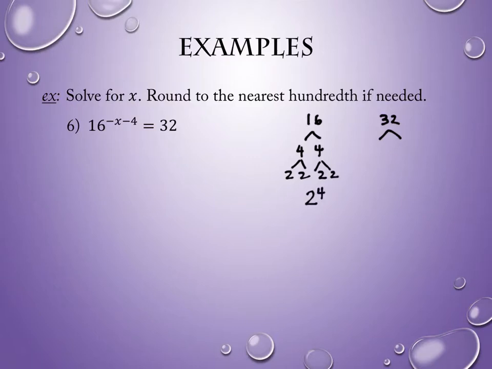And if I were to do the same thing for 32, I have 8 and 4, 4 is 2 and 2, and 8 is actually three 2's. So this is actually 2 to the 5th. Everybody with me? I can factor the base into something that has the bases matching. They both say 2 to a power. So over in my problem, I can rewrite them that way. This is 2 to the 4th to the negative x minus 4. And on this side, it's 2 to the 5th.